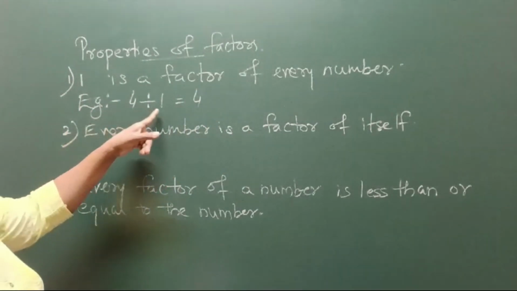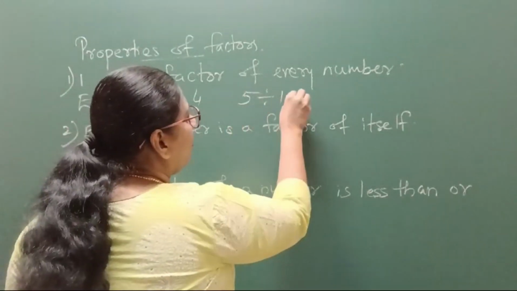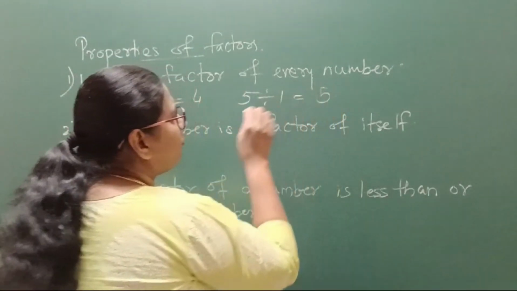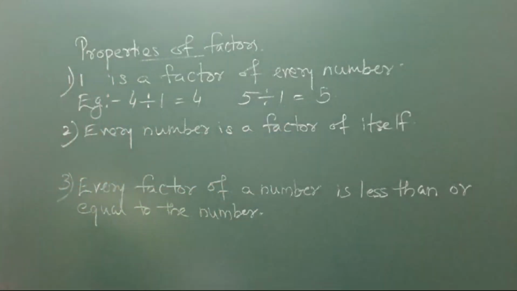Here 4 divided by 1. If you divide 5 by 1, then the answer will be 5. So here also 1 is a factor of 5. Like that, 1 is a factor for every number.